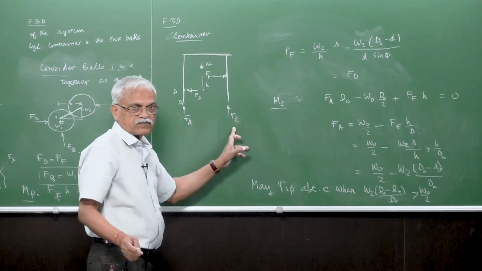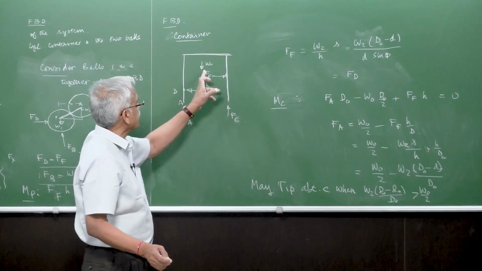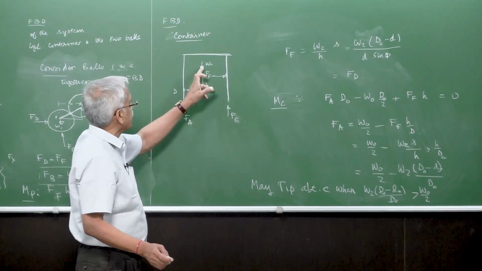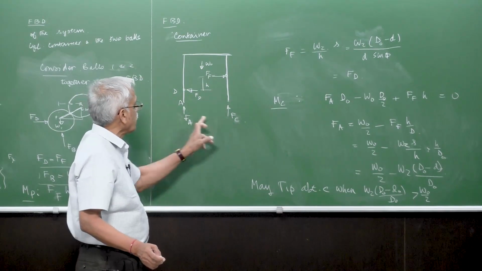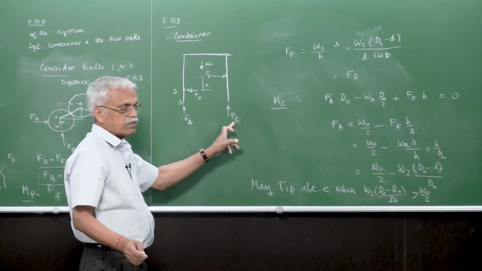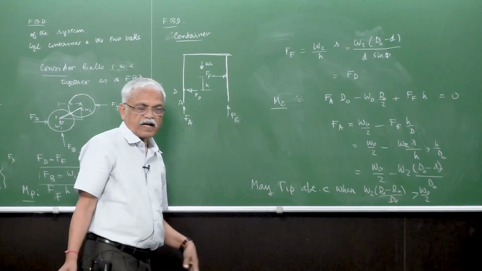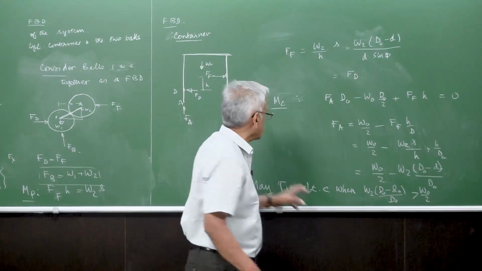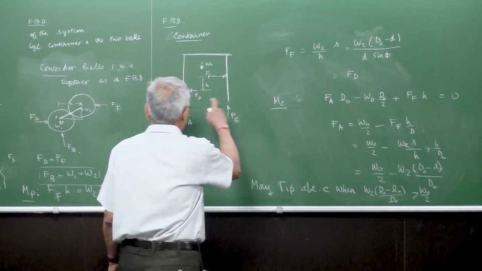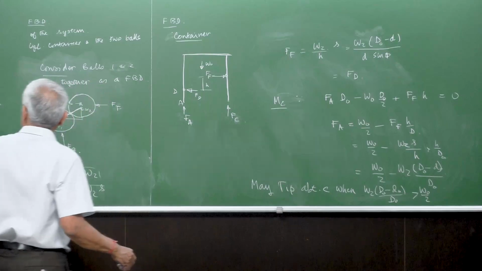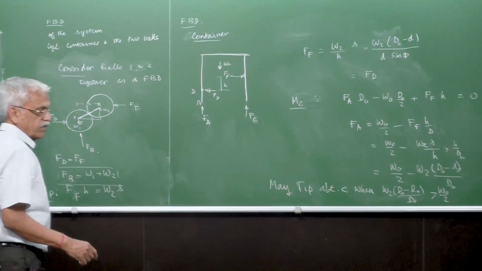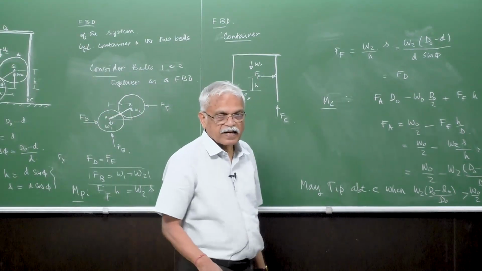So, of course the rest of it is that I found out what FA is. You can find out FC, it's very easy. It is nothing but W0 plus W1 plus W2 minus FA, that will become FC, right? And there is also FB here. Then you can calculate FB also by coming to this equilibrium. So that much part I leave to you.